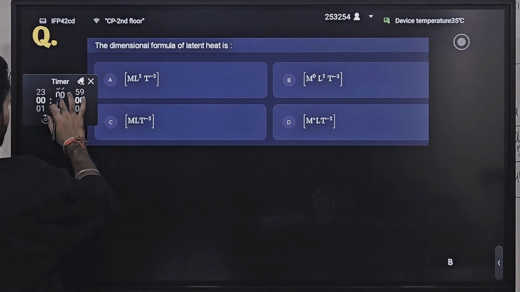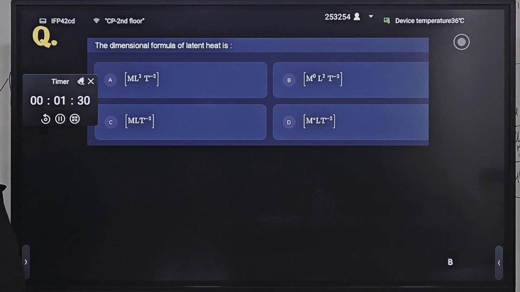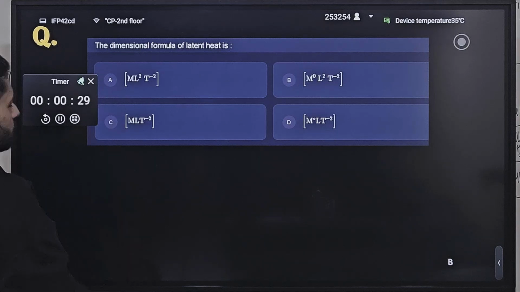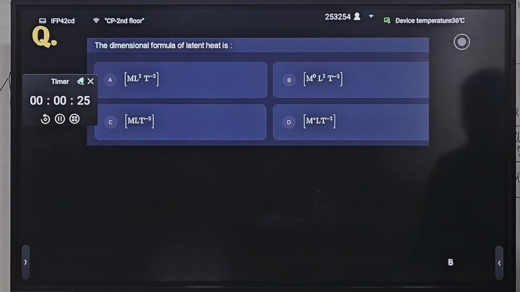Solve this question. I will say it's not a 1 minute question now. It is a 30-second question. Try to solve it. Easy question. Try to solve first.